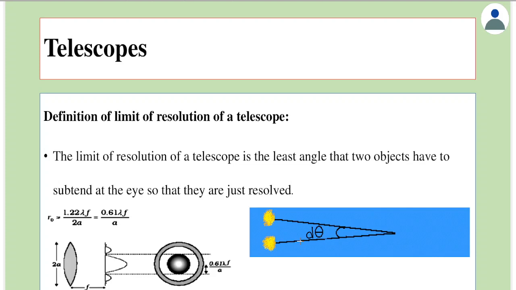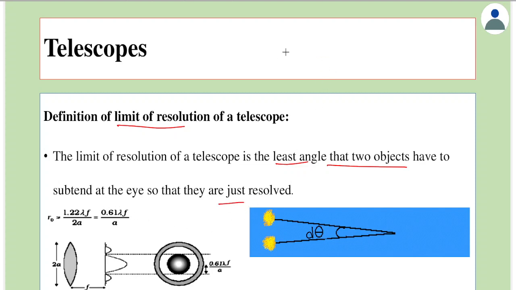Let us now study about the resolving power of a telescope. Before understanding resolving power of a telescope, let us define a term called limit of resolution. To define this, we can say that the limit of resolution of a telescope is the least angle that the two objects have to subtend at the eye so that they are just resolved.